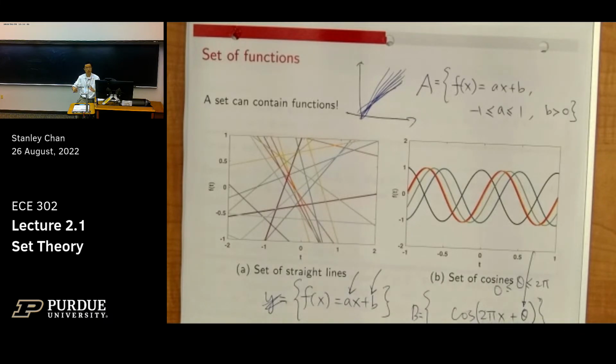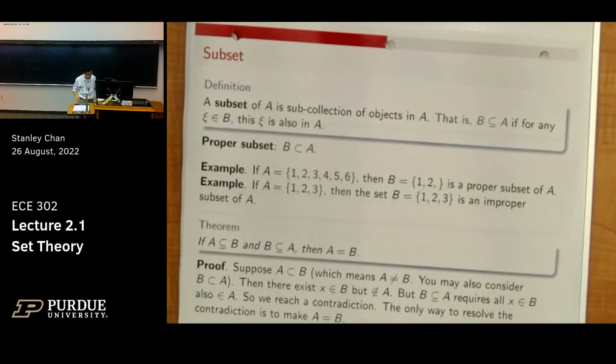Think about functions. There's a bucket, you put a hand in, and you pull a function out. You're not pulling out a number 1 or a number 2. You're pulling out an entire function, the entire cosine function that's oscillating. Think in that way, okay? That's going to change the way you think about probability. All right, so that's the set of functions.